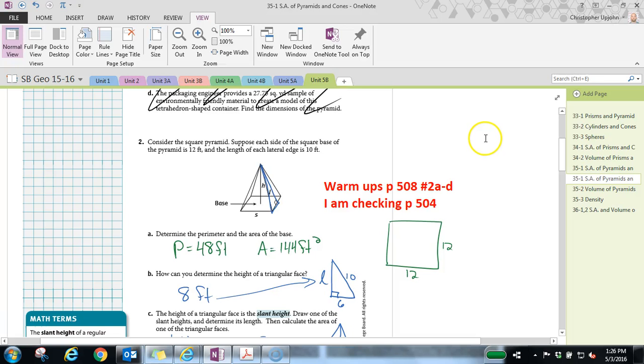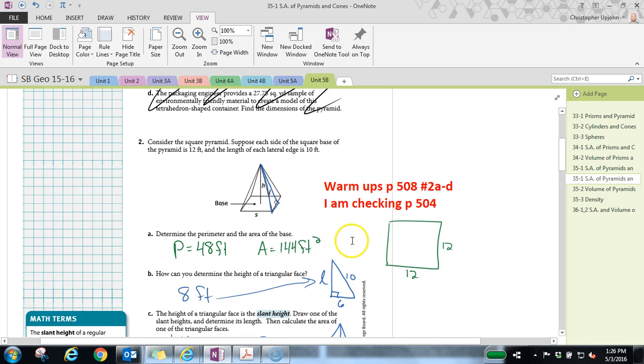All right, we're looking at page 508. We're looking at surface area of pyramids and cones. If we look at this pyramid here, we have a lateral edge of 10. So here we have a base of 12. It's a square pyramid, so here's our base, 12 by 12. And we have our height here, which we don't know.